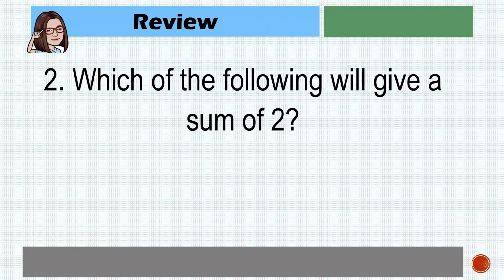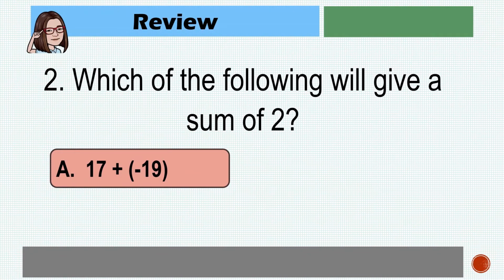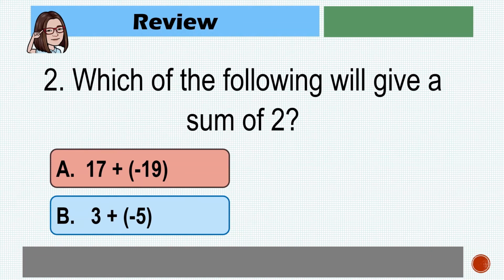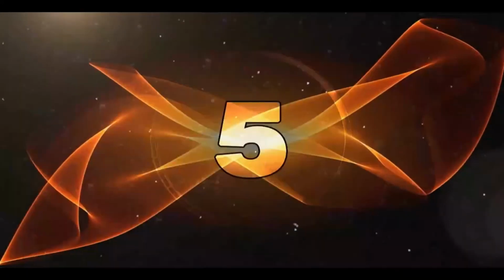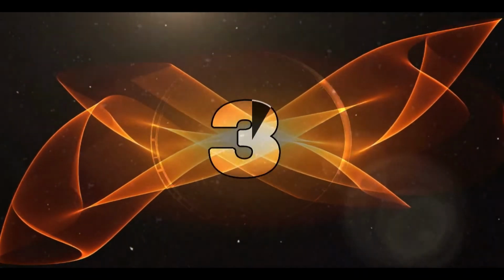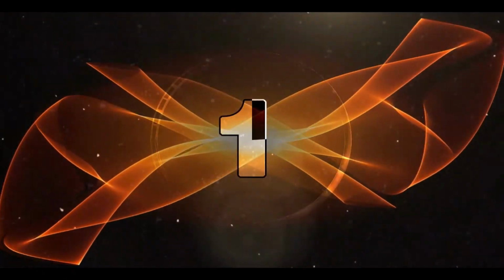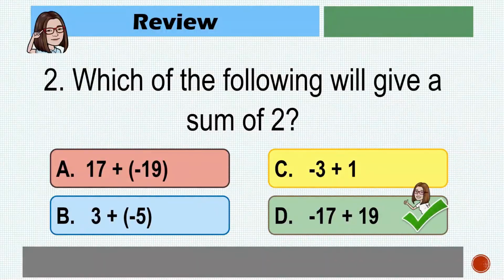Question number 2. Which of the following will give a sum of 2? Is it A, 17 plus negative 19, B, 3 plus negative 5, C, negative 3 plus 1, or D, negative 17 plus 19? The answer is D, negative 17 plus 19. Did you get it? Nice work!